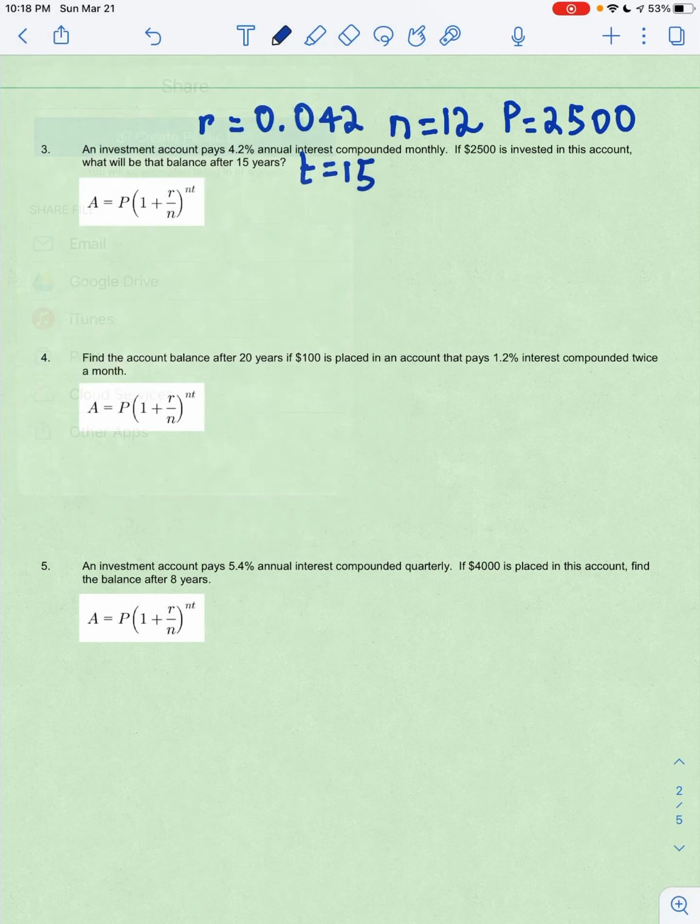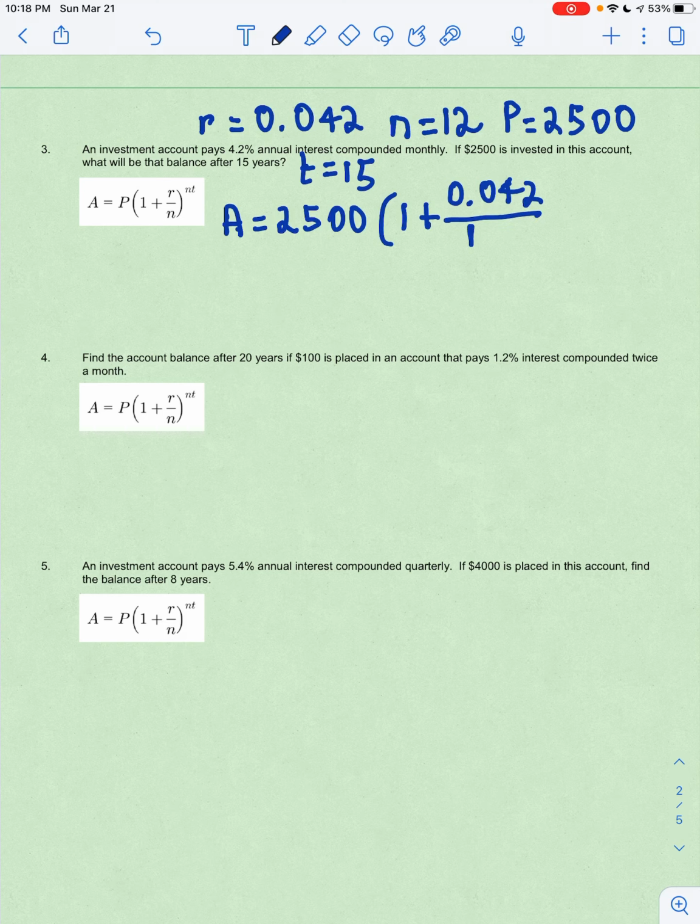You can see our formula on the left side, A equals P times the quantity 1 plus R over N raised to the NT. So in that formula, when we want to calculate the account balance, we're going to say A equals 2,500 times the quantity 1 plus R, which is the 0.042, divided by N, which is 12, the number of compoundings, raised to the N, which is 12, times T, which is 15.